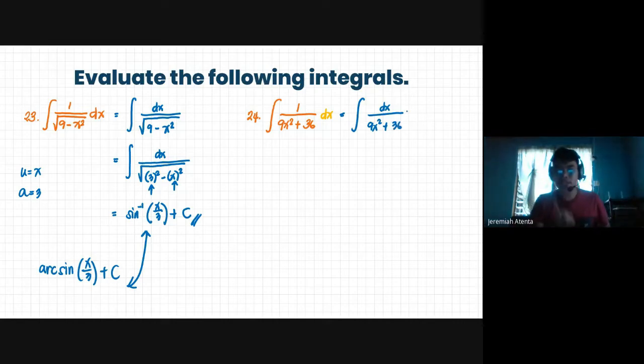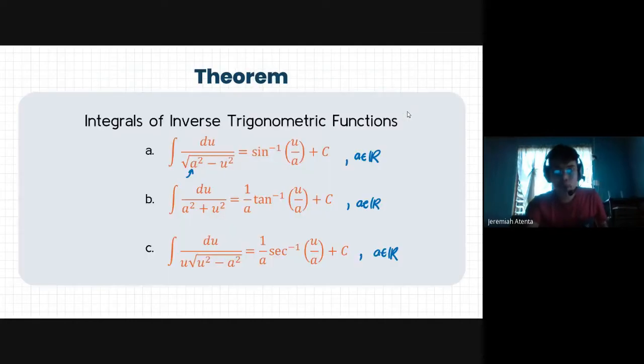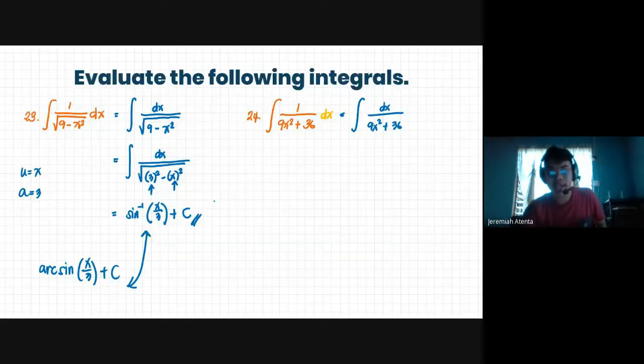What form? Is it the first one, second, or the third one? Second. Very good. This is for tangent inverse or for arctan. Okay? But we should rewrite this one of this form. Dapat a squared plus u squared siya. Okay? A squared plus u squared or u squared plus a squared. The same lang kasi commutative naman yung addition, right?